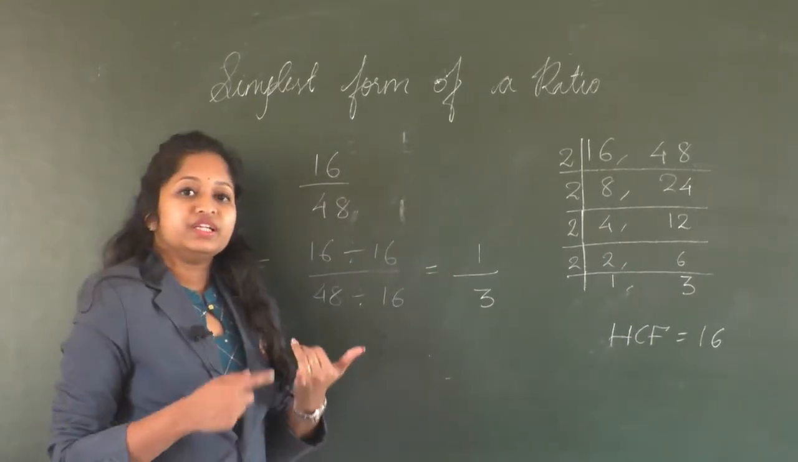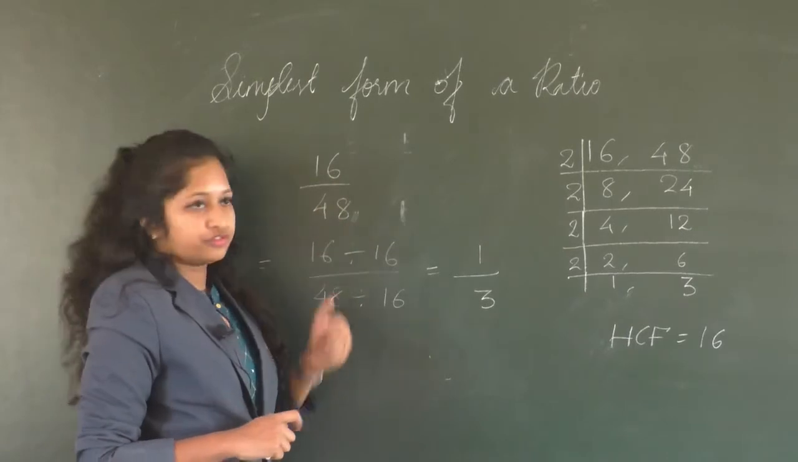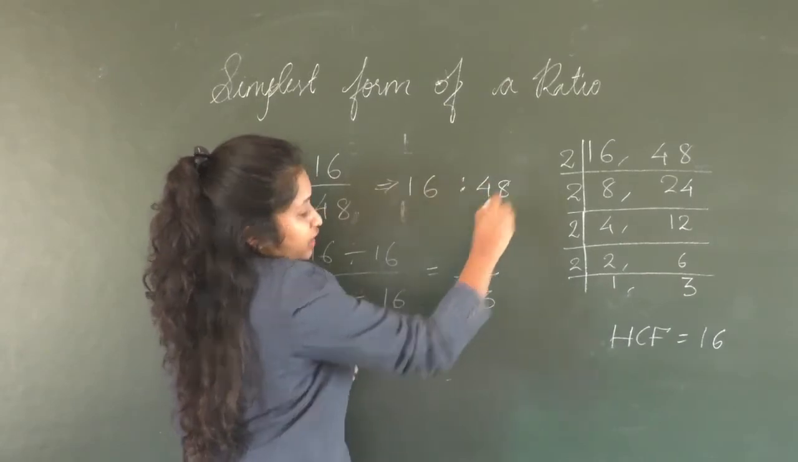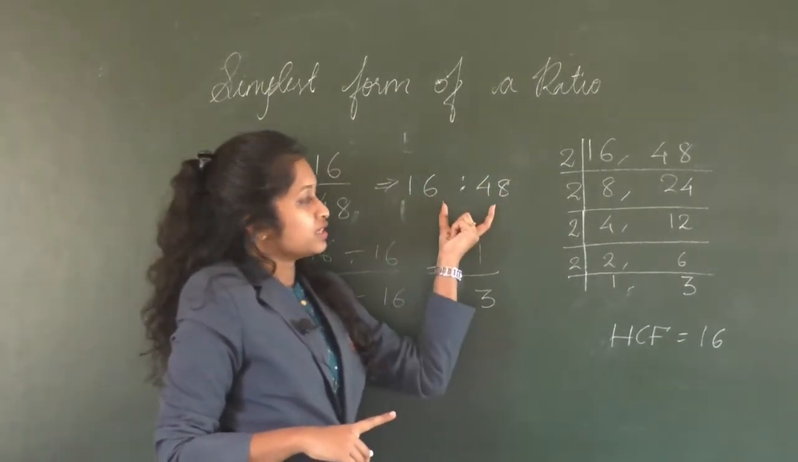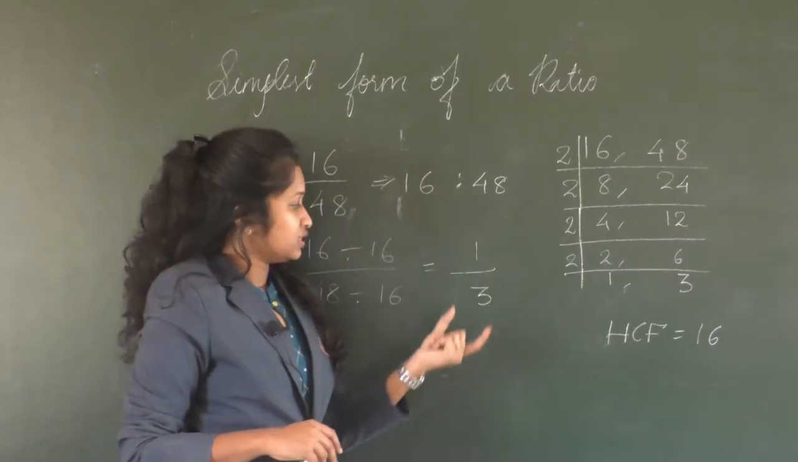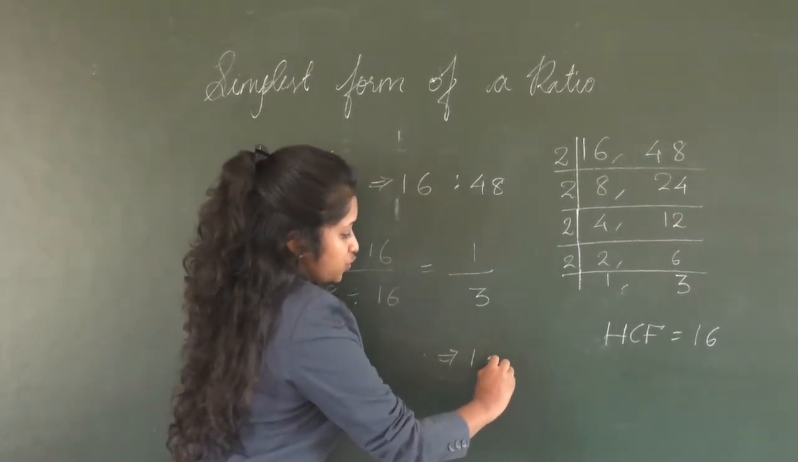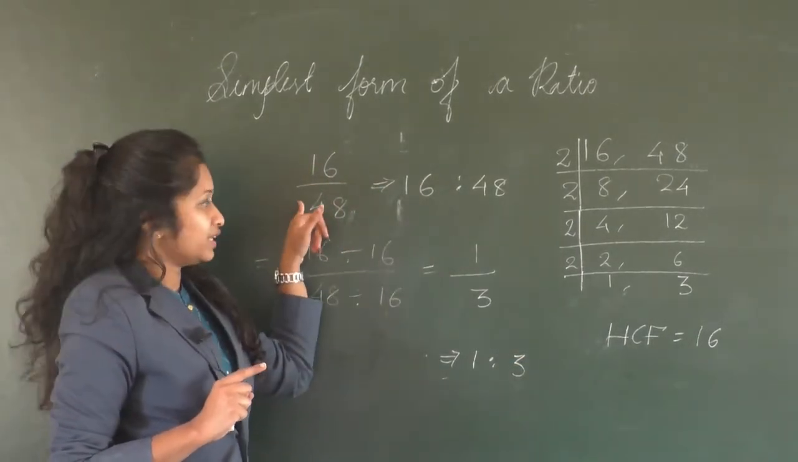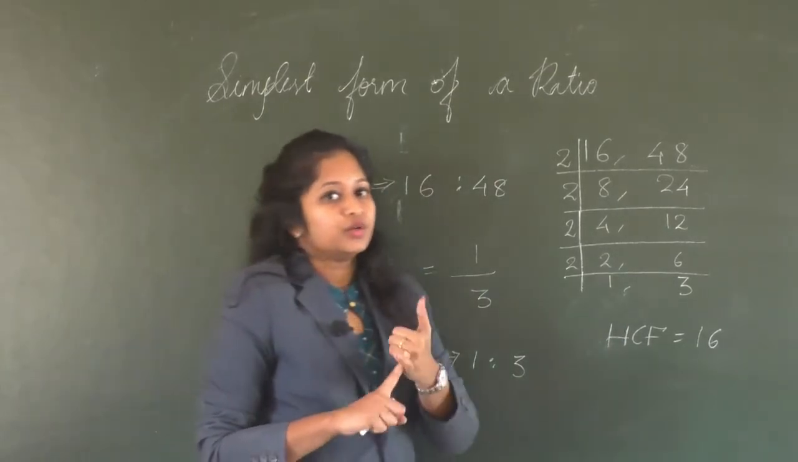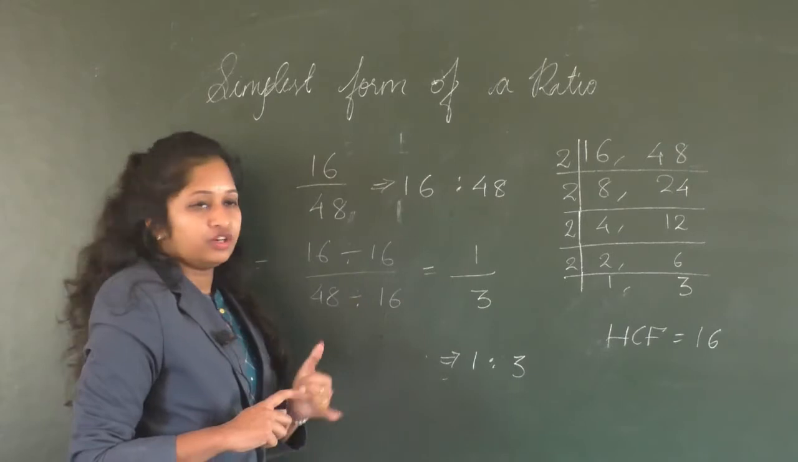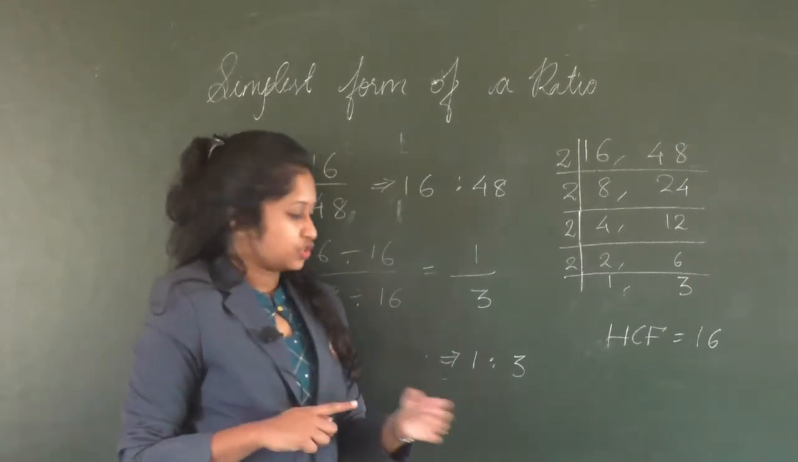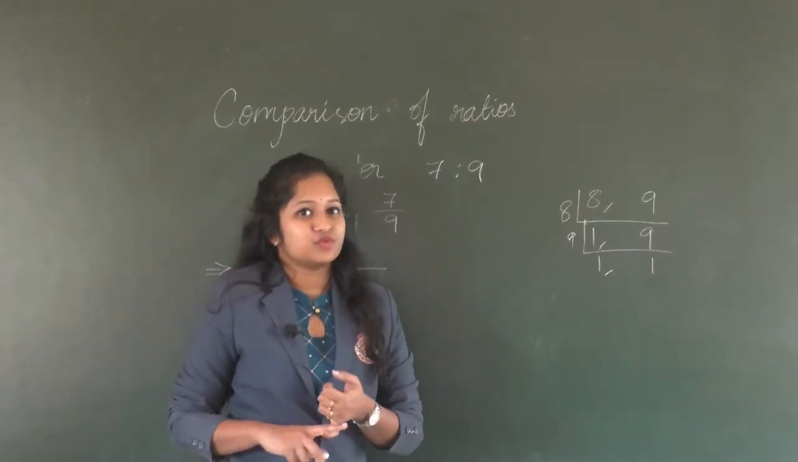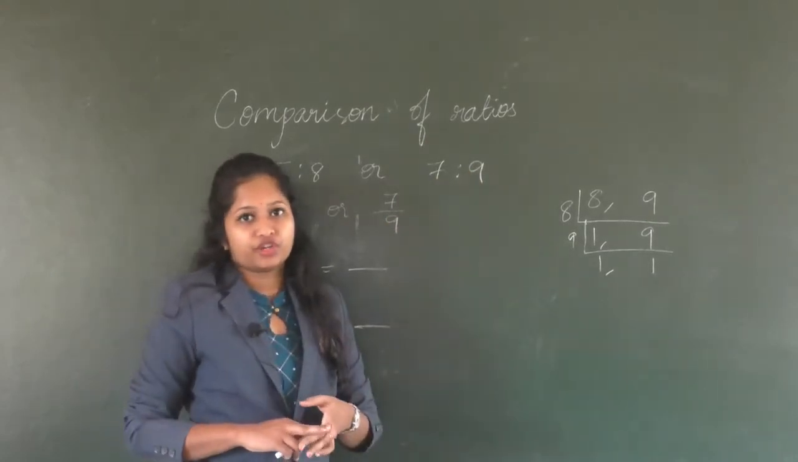So now when it comes to ratio, this fraction can be written as 16 is to 48, isn't it? Now the simplest form of this ratio is 1 is to 3. So the ratio can be written as a fraction, and we do the simplification in the form of a fraction and then convert the fraction to ratios. Okay? So children, next let's move on to comparison of ratios.